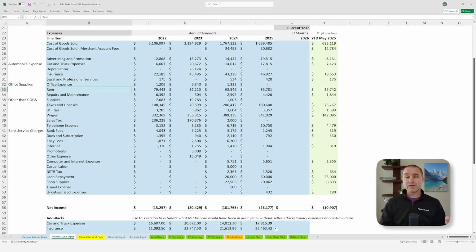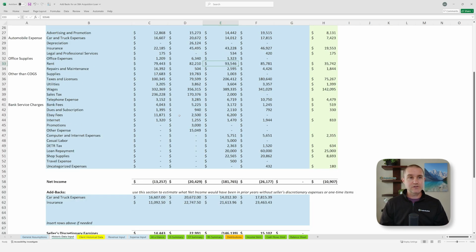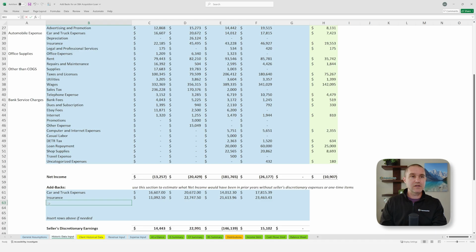Now, you'd only be able to add that back if, when you acquire the business, you're acquiring the real estate as well. If you're not acquiring the real estate, then you're going to have to pay rent to the seller who still owns the real estate, right? So you would still have this rent expense and you wouldn't be able to add it back. But in situations where you're acquiring the real estate, you can add back rent.